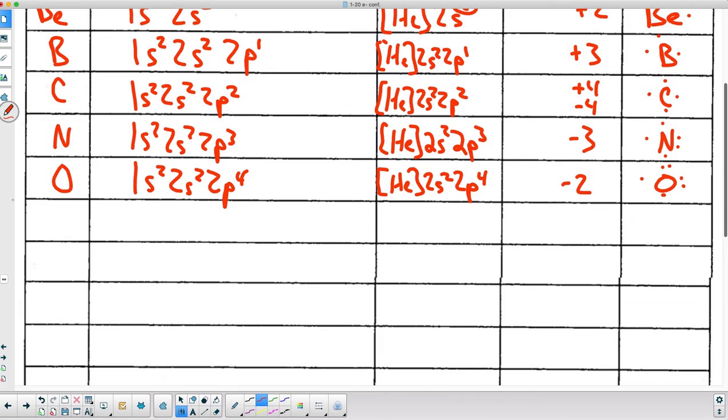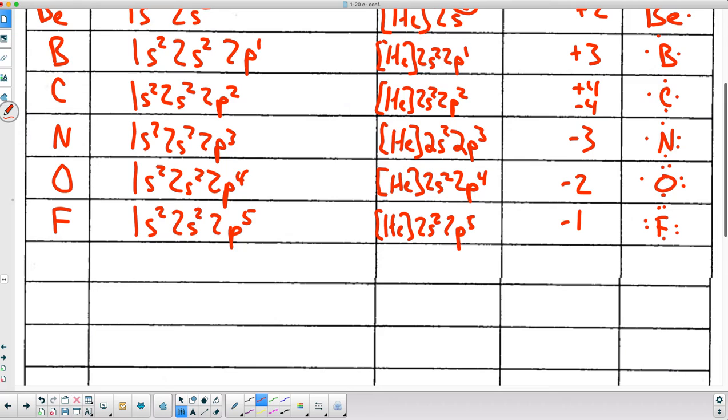Okay, now I'm not going to do all of this for you, but I do want to show you what happens once you get past neon, and then see if you can figure out what the pattern looks like after that. It's actually not that difficult to see. So here I got helium again, 2s2, 2p5. That's going to be a -1 for my valence. And fluorine, of course, has 7. 1, 2, 3, 4, 5, 6, 7, like that.